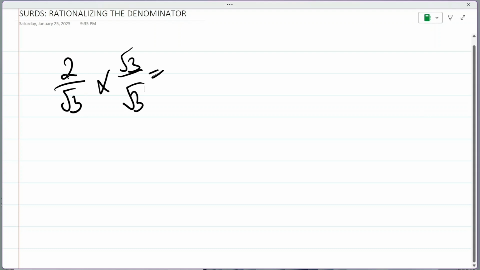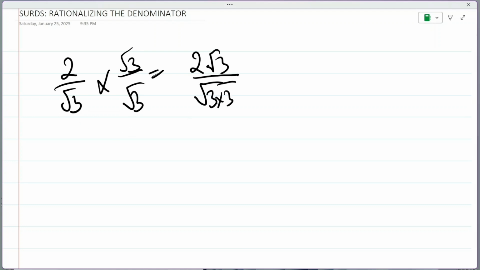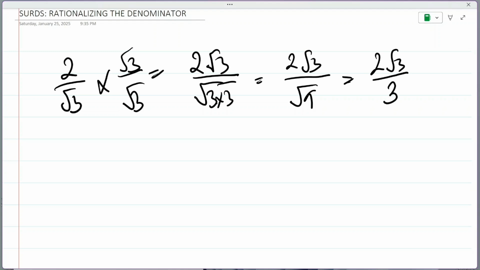At the numerator you have 2 times root 3 as 2 root 3 over, you have a big root, then you have 3 times 3. Since they are both under roots, you can have it as 3 times 3. You have it as 2 root 3 over root 9. That's 3 times 3 is 9. 2 root 3 over root 9 is 3. This is actually your final answer. You've converted this from 2 over root 3 to 2 root 3 over 3.